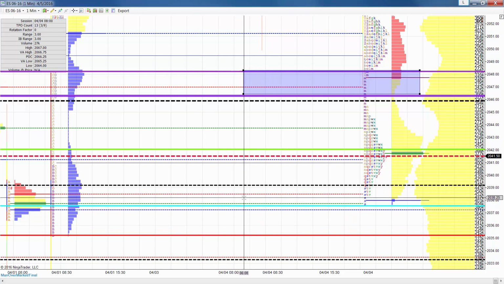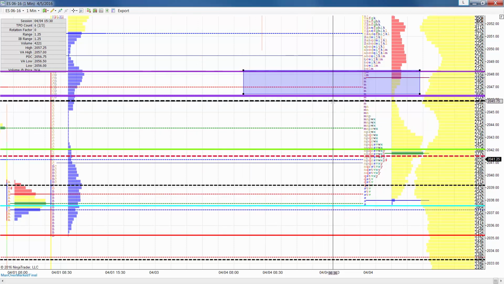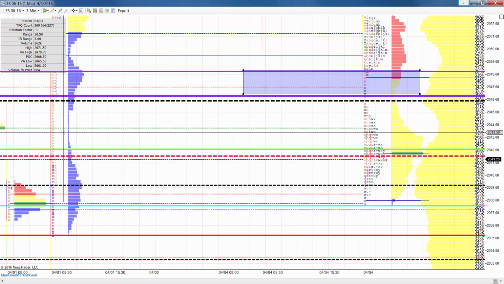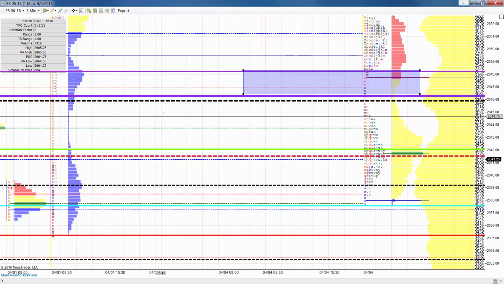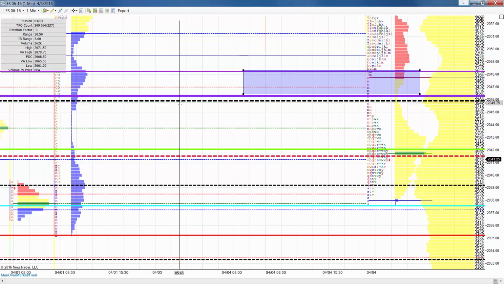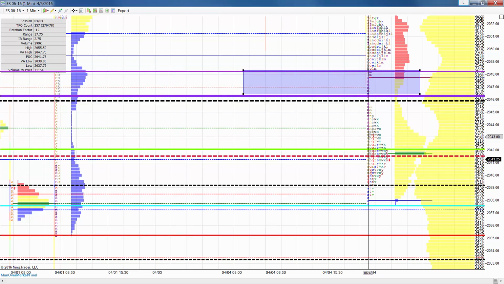And then the problem is we have these single prints from April 1st. The market has got to trade inside of here during the regular trading hours. We took them out now during the overnight. We haven't completed these yet.